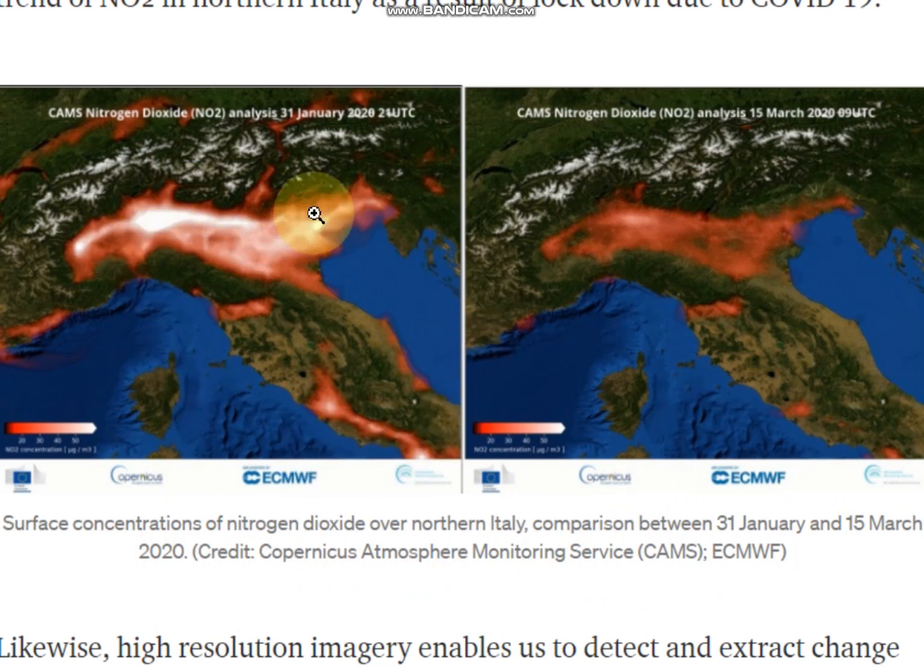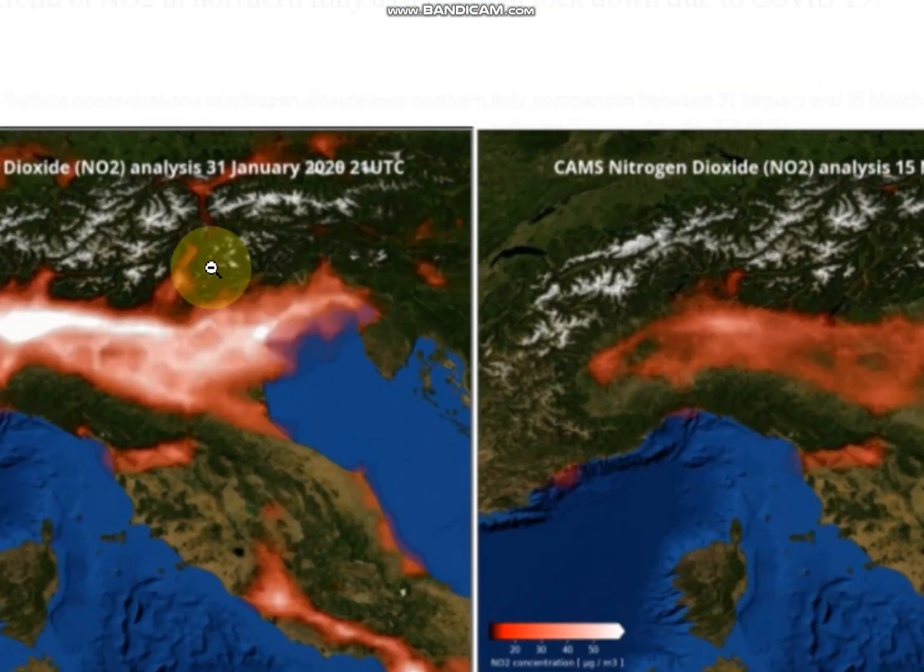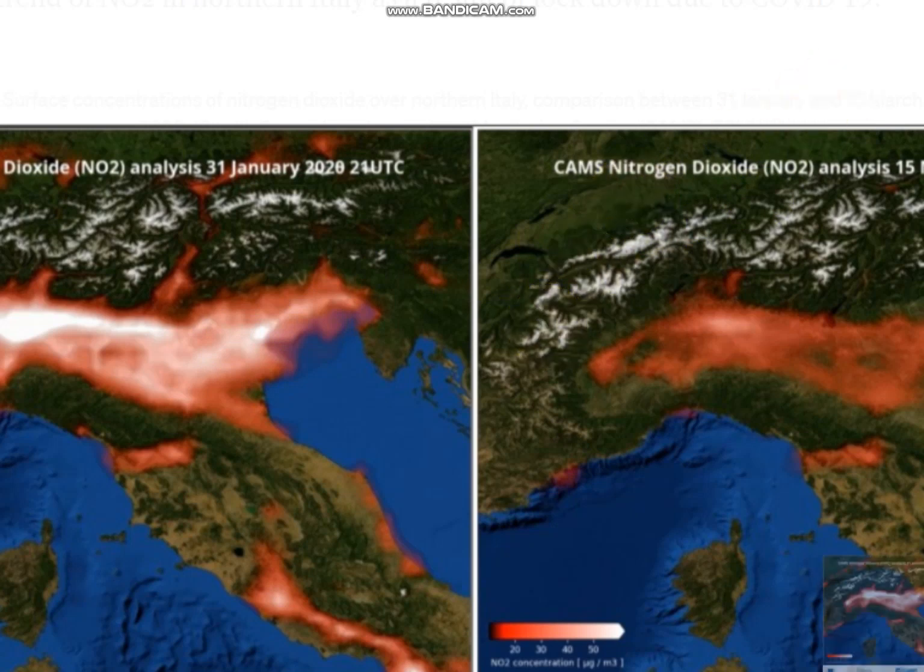So this is the map of the country Italy. This is what a bird's eye view looks like. And here they are talking about concentration of nitrogen dioxide in the northern part of Italy. From 31st January to 15th March, what was the concentration here? The entire country is not concentrated here. The only part where they are concentrated is in the northern part. Okay, so this is called a bird's eye view of the data.